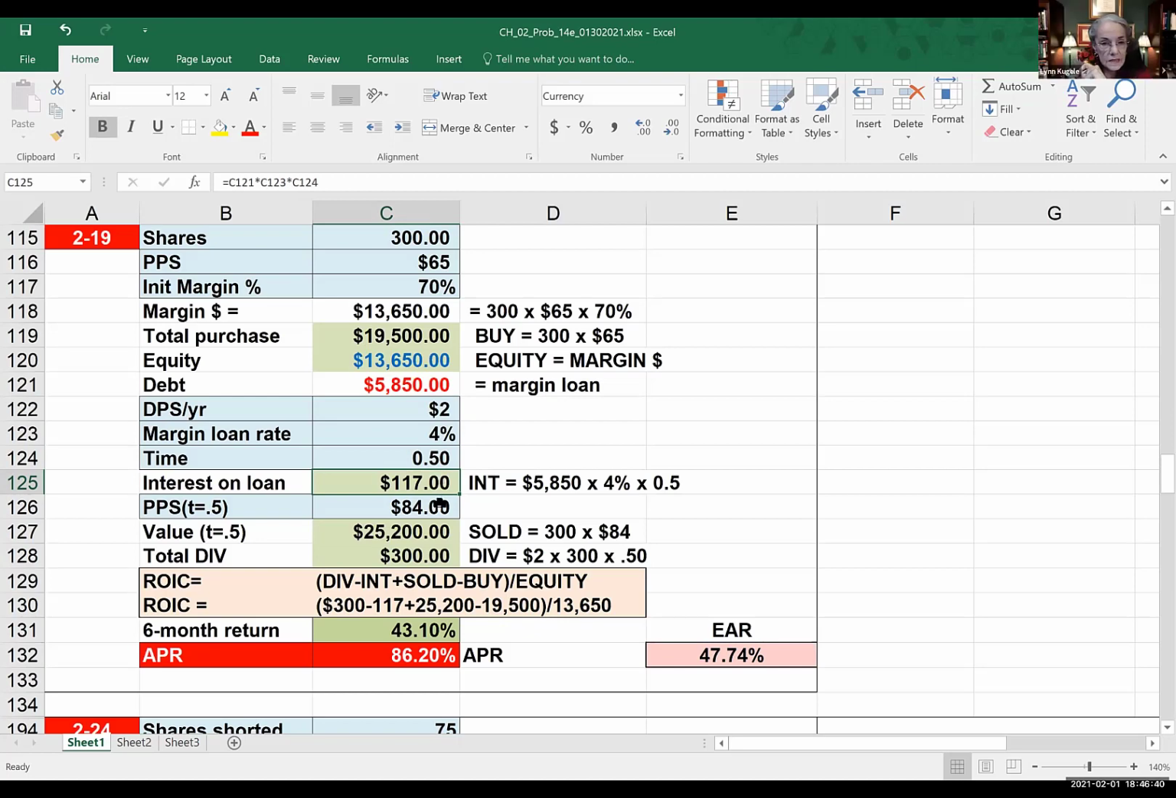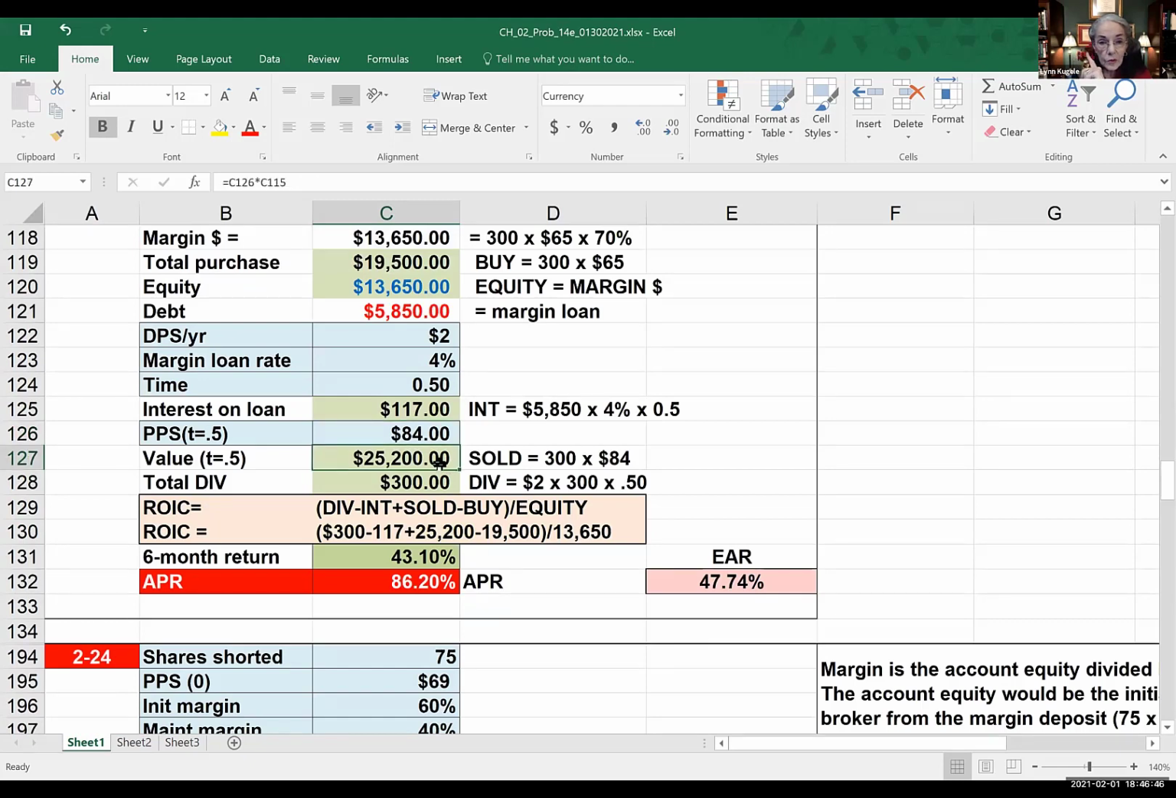Time per half a year is 117. Price per share that he thinks it's going to go to is 84. The value after 6 months, 25,200. Total dividend is a half of that. You plug all of that in and you get a 6-month return of 43.10.